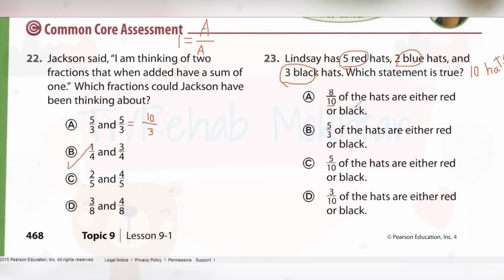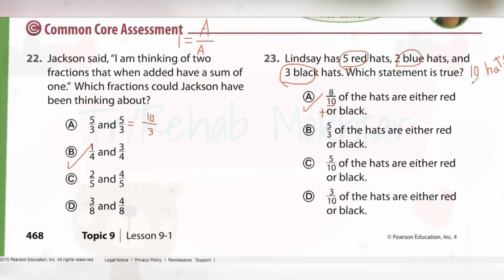After that, either red is 5, or black, or means to add. Red is 5 and the black is 3. 5 plus 3 equals 8. So the fraction that represents the red and the black hats in the set is 8 out of 10. Yes, this is correct. 5 out of 3, no, teacher.